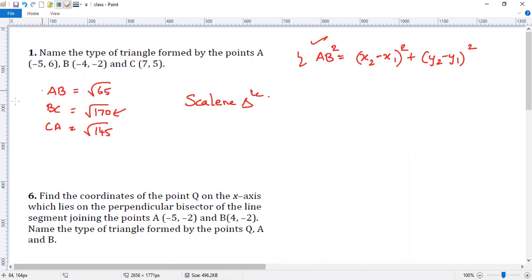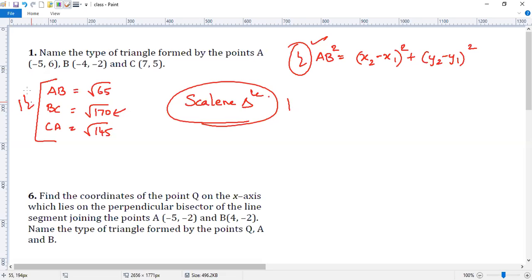So in this problem, writing the formula carries half a mark. For finding out these 3 lengths, it carries 1.5 marks, so totally 2. And finally, identifying it as a scalene triangle and writing it carries 1 mark. So totally 3 marks for this question.